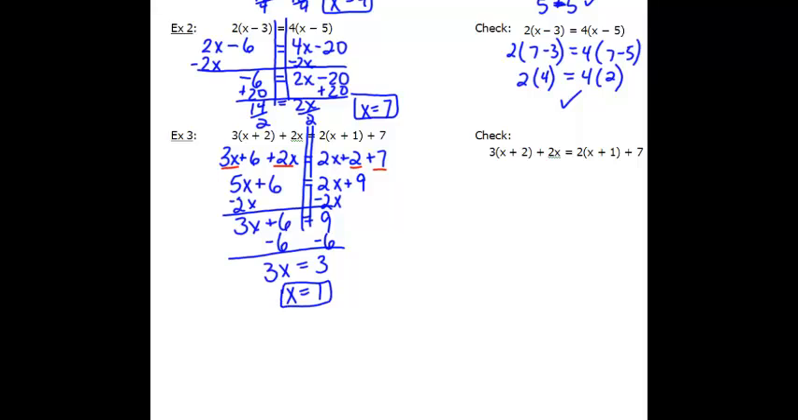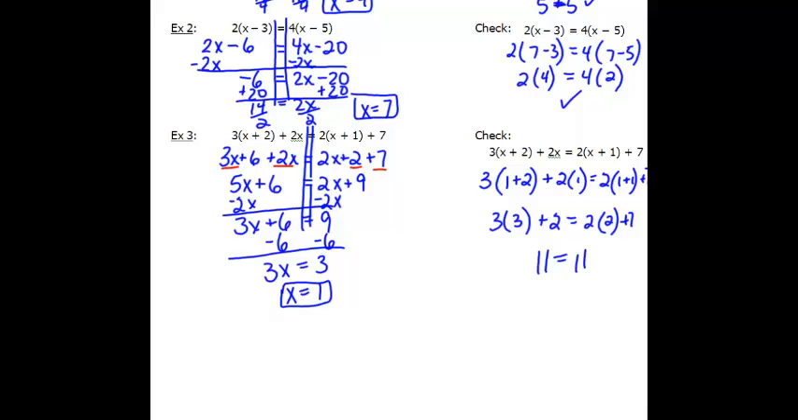So I'm going to go check here, and I'm going to check using PEMDAS. So it is 3 times 1 plus 2 times 1 equal 2 times 1 plus 1 plus 7. Well, I get 3 times 3 plus 2. Does that equal 2 times 2 plus 7? Yes, I get 11 equals 11.